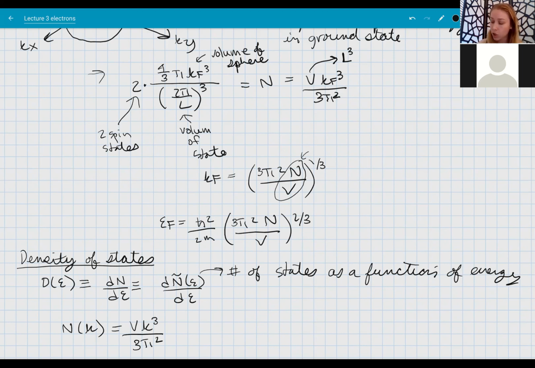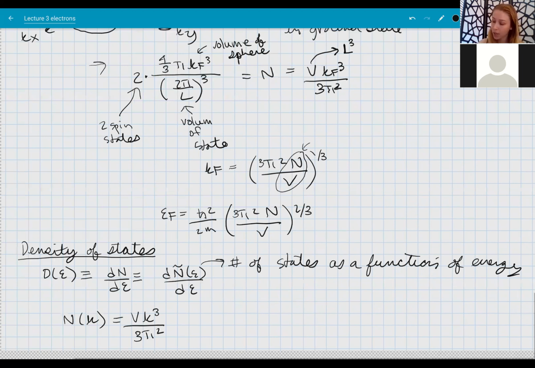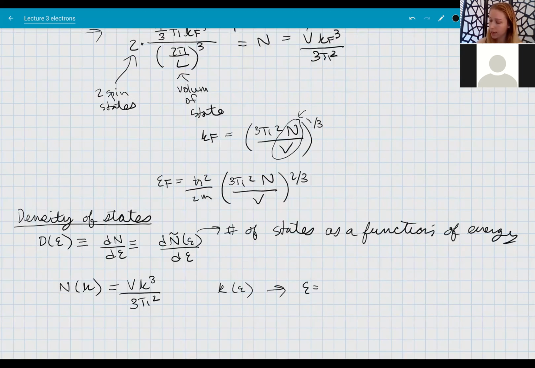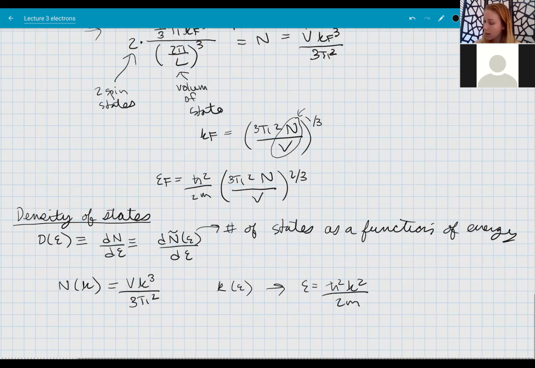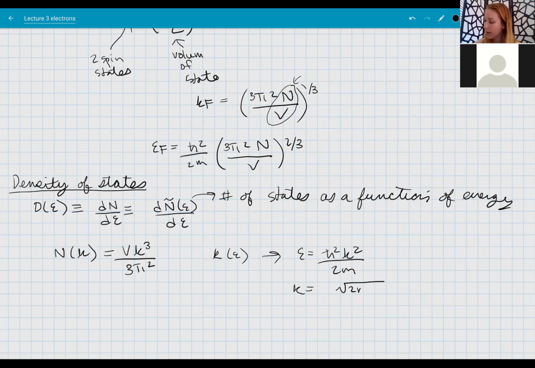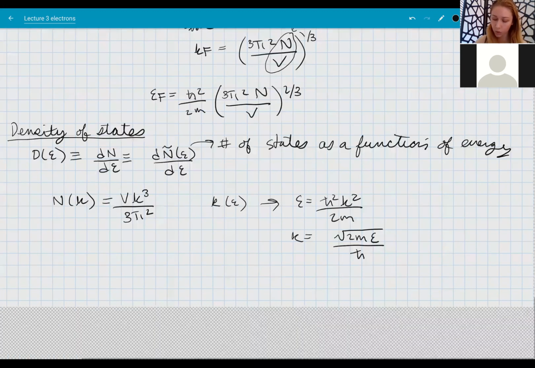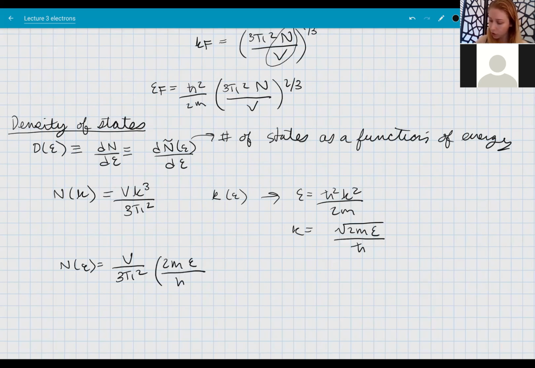And then what we can do is just plug in what k is as a function of energy. Energy is equal to h bar squared k squared divided by 2m. We solve this for k, and we get that k is equal to the square root of 2m times energy, divided by h bar, and we plug that into n. So we get n of E is equal to V divided by 3 pi squared times (2m times energy divided by h bar squared) to the 3/2 power. And then we just take the derivative with respect to energy to get the density of states.